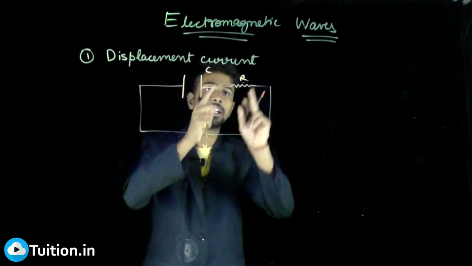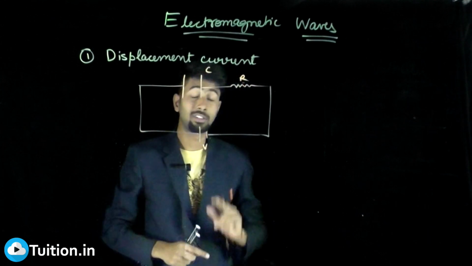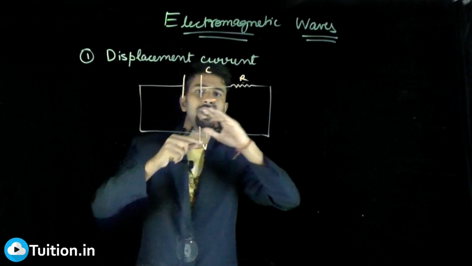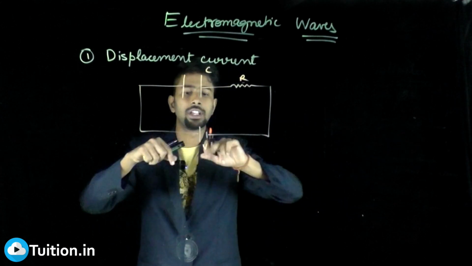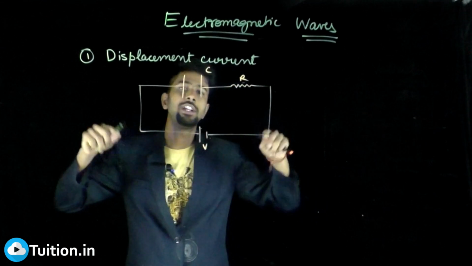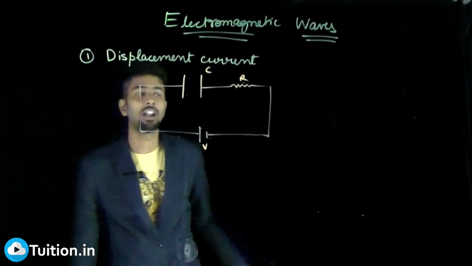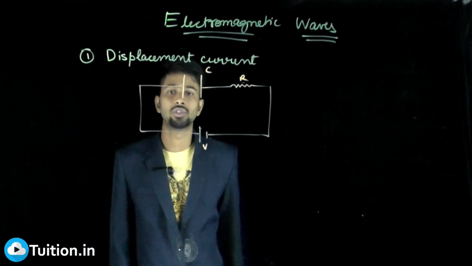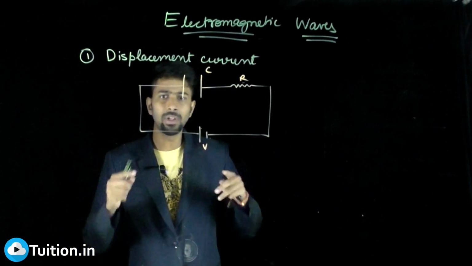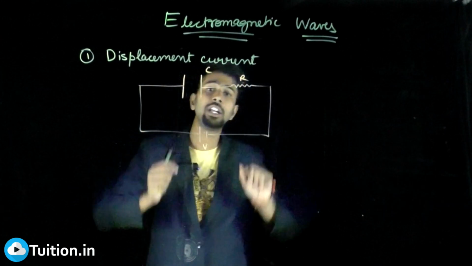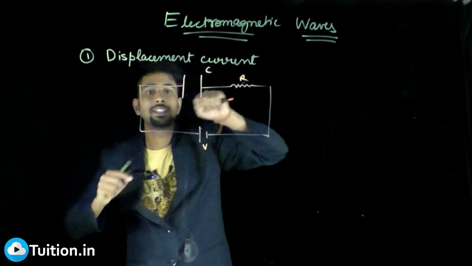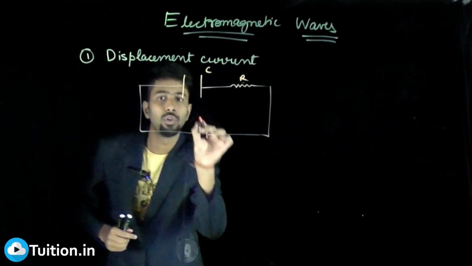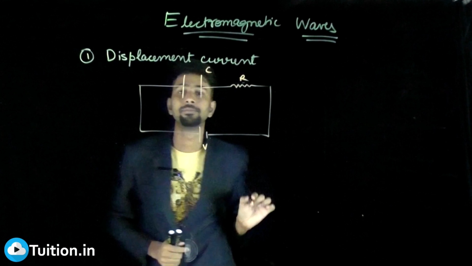So initially the drop was completely on R, and then exponentially the potential difference dropped completely onto C after infinite time, which is the steady state. But in between, from t equal to 0 to infinity, there was charge flow, right? There was current in this circuit.